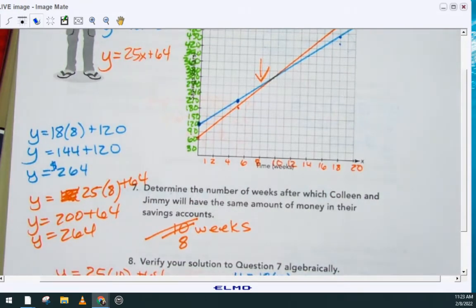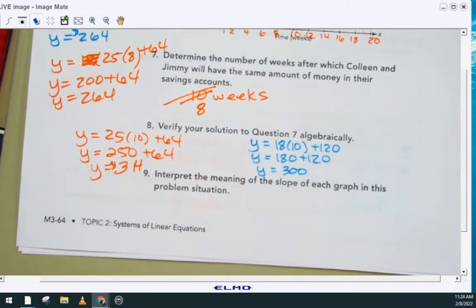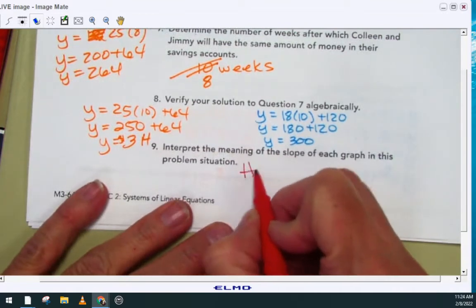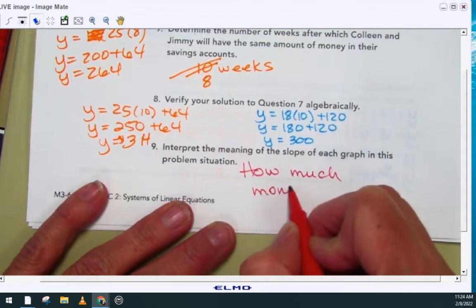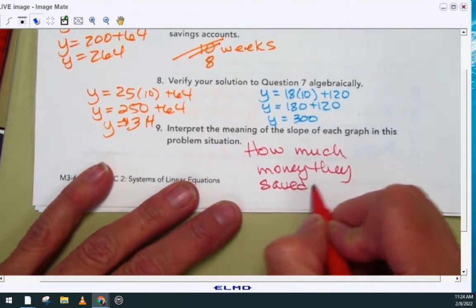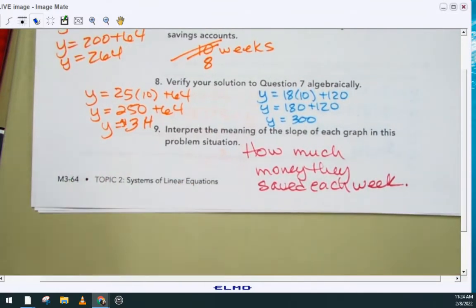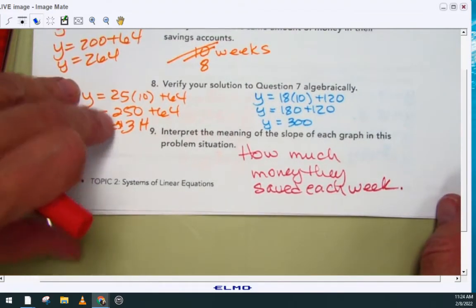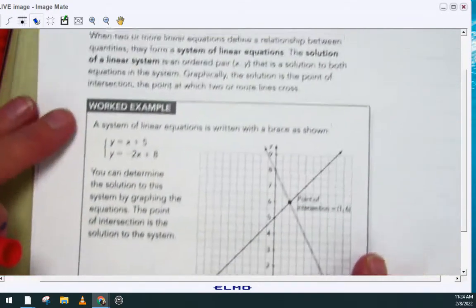The meaning of the slope of each graph is how much money they saved each week. Okay. Awesome. Now, I'm actually going to skip those parts. We're going to come right here.